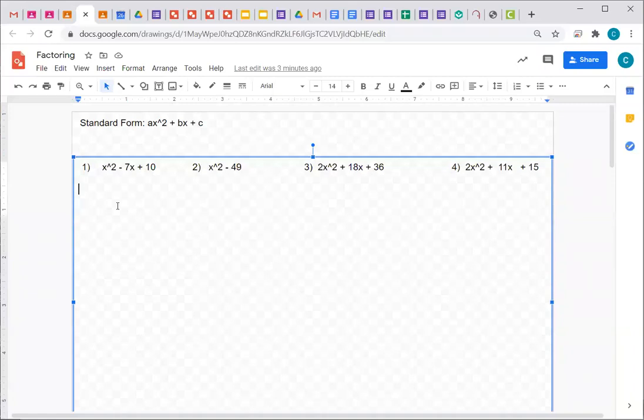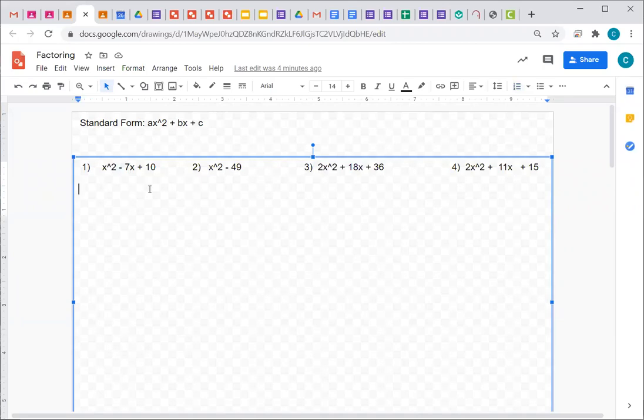So if the a term is 1, there's no number in front of x squared, we just use our method. Remember, the two numbers have to multiply to get the c term and add to get the b term, right? So I think, all right, what number multiplies to get 10 and adds to get -7?